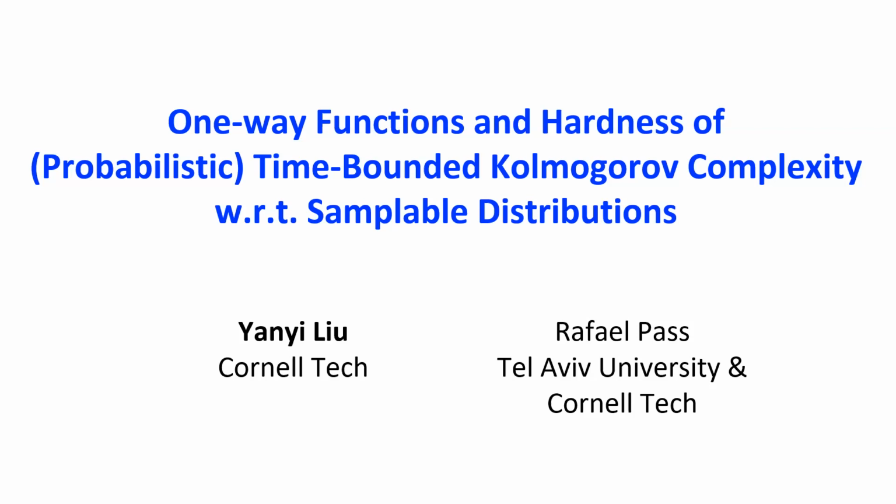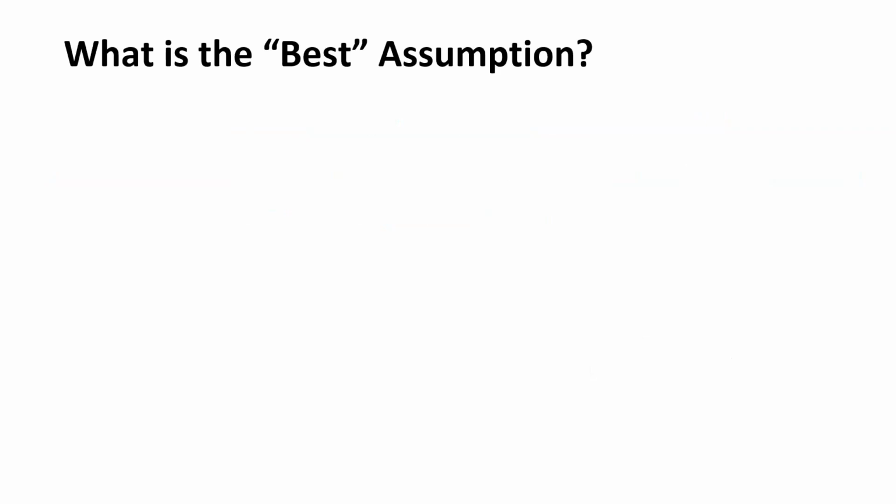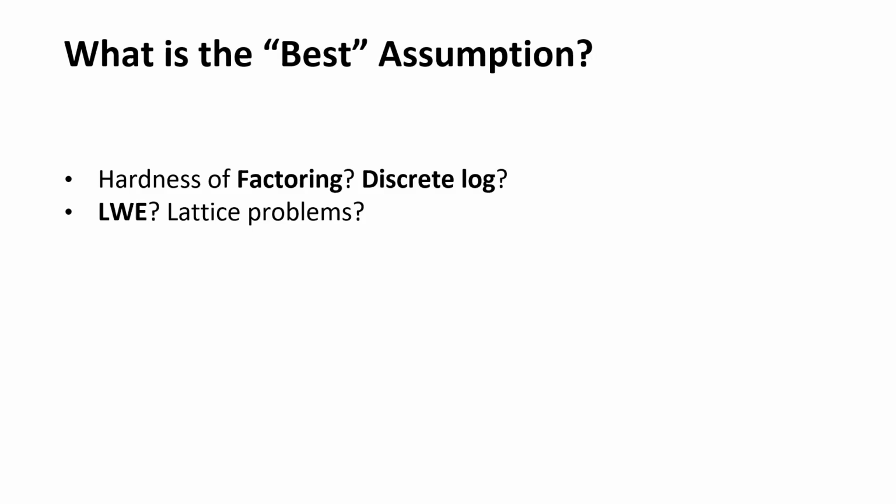Today, let me start with something really controversial. We are cryptographers, and we use a lot of assumptions in cryptography. So I'm going to ask, what is the best assumption in cryptography? You might say factoring assumptions or the discrete logarithm assumption. They are amazing assumptions, but we know that if we have quantum computers, they are a problem. How about LWE, which is post-quantum secure?